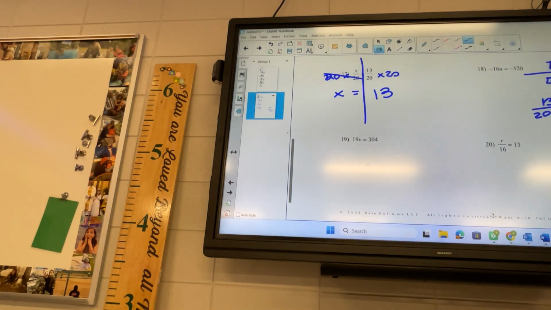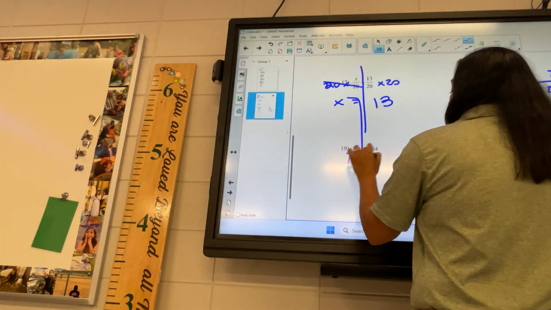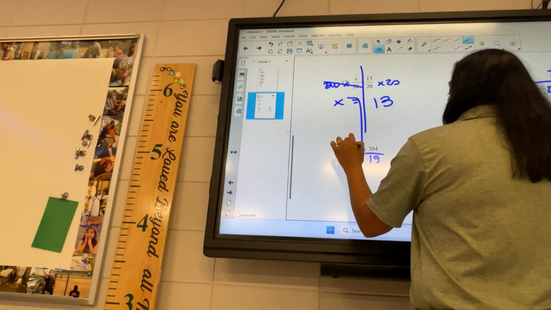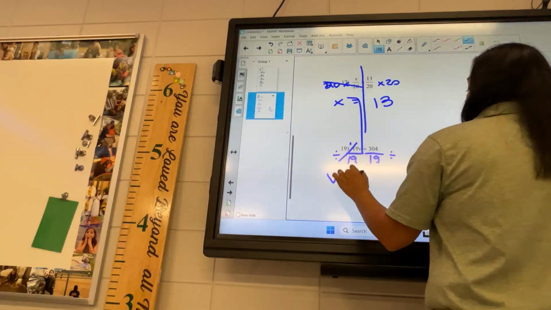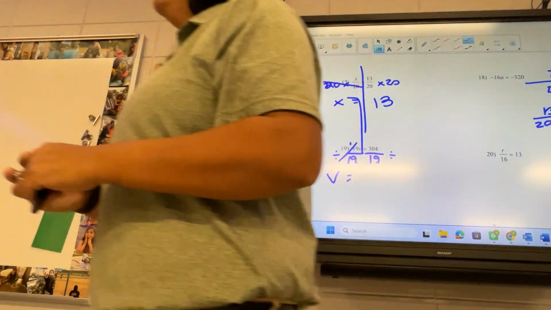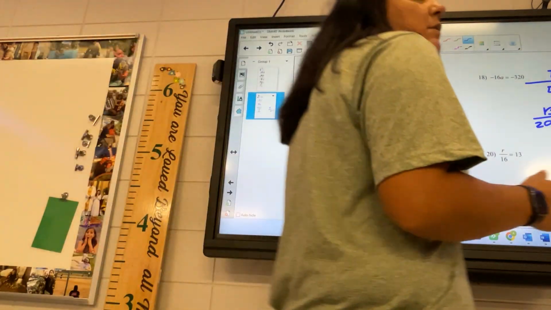Okay, last one. What does 19V really mean? It means times. So we need to do what? Divide. We're going to divide both sides by 19. Okay, and so we're going to get V equals, what is 304 divided by 19? 16? Somebody agree?